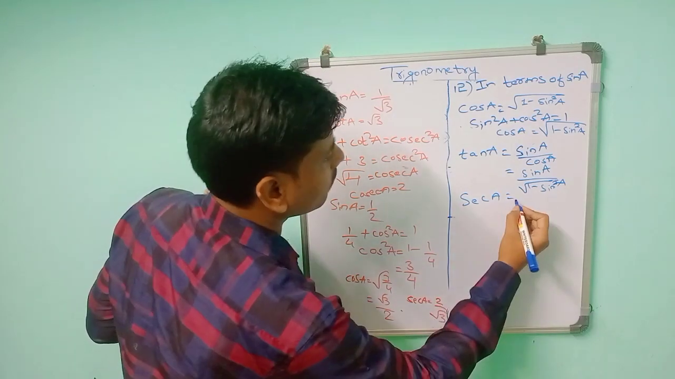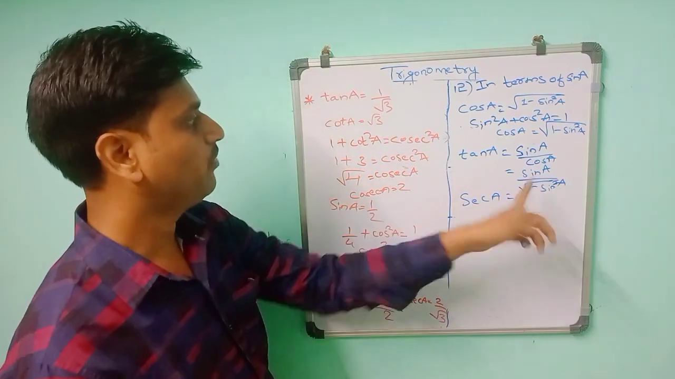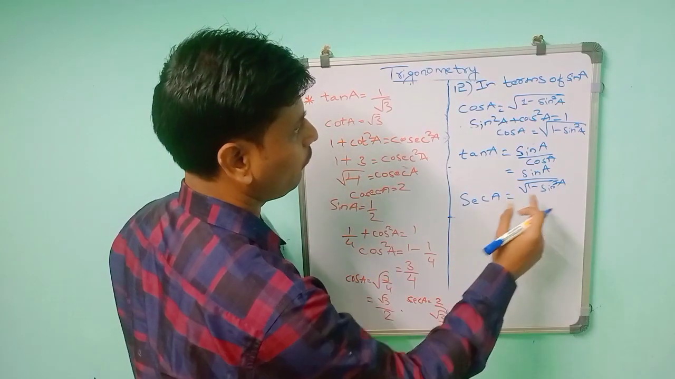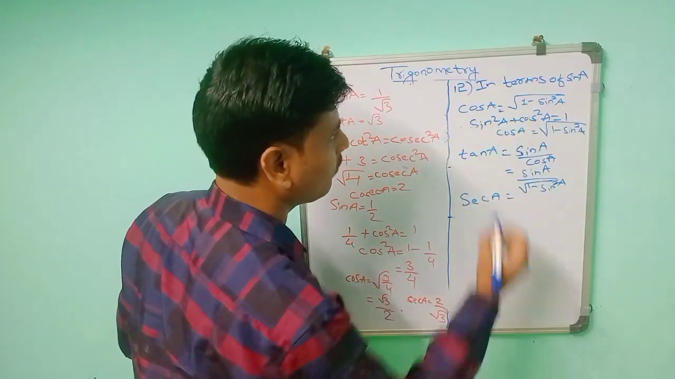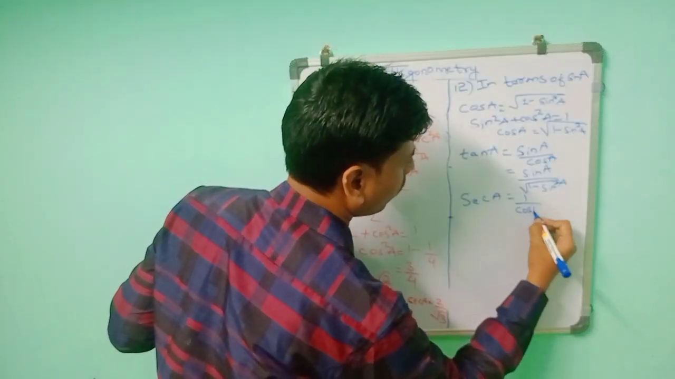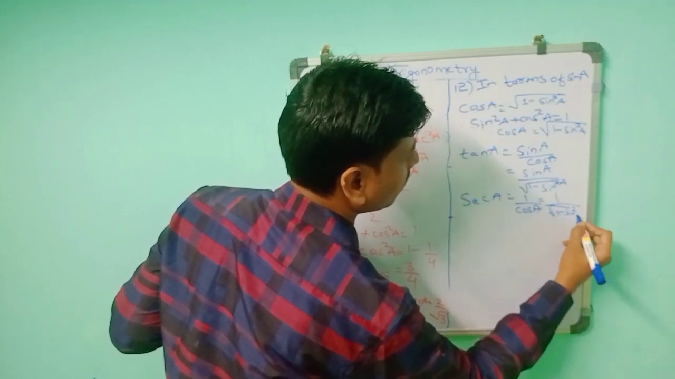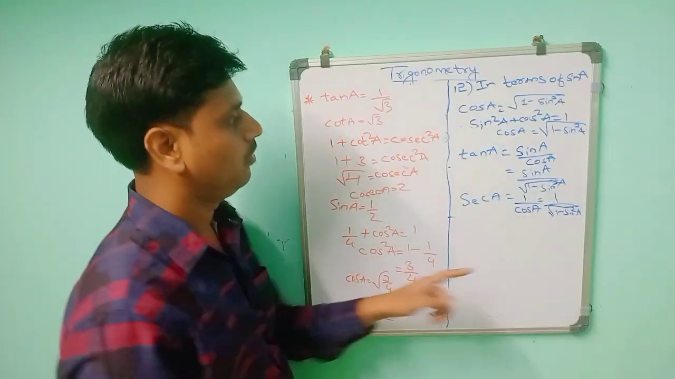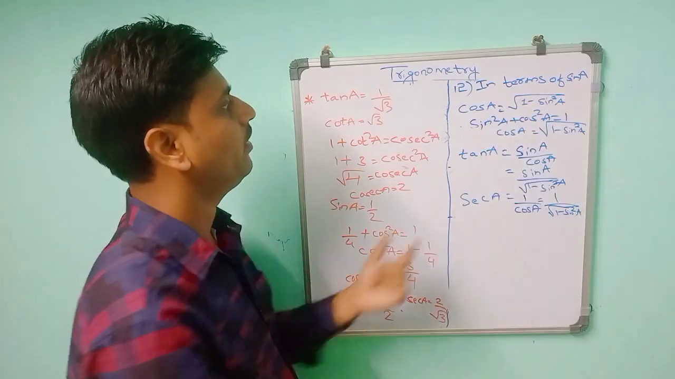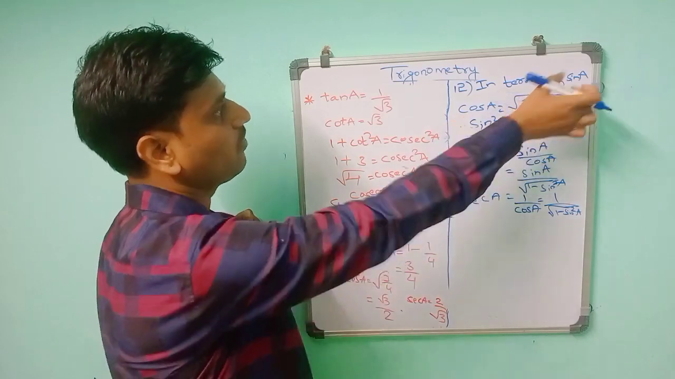Like that, sec A. Sec A in terms of sin A: we can write sec directly in terms of cos, and if I know cos, I can write it in terms of sin, because sin square A plus cos square A is equal to 1. So sec A is equal to 1 by cos A. So 1 by root of 1 minus sin square A. So by using the identity sin square A plus cos square A is equal to 1, I have written all the trigonometric ratios in terms of sin A only.